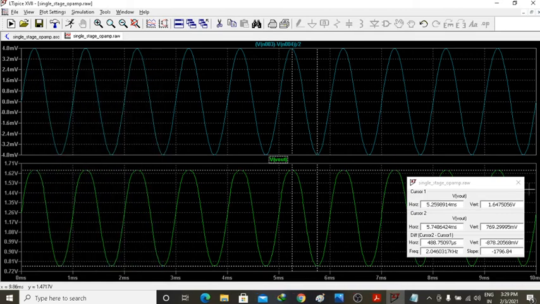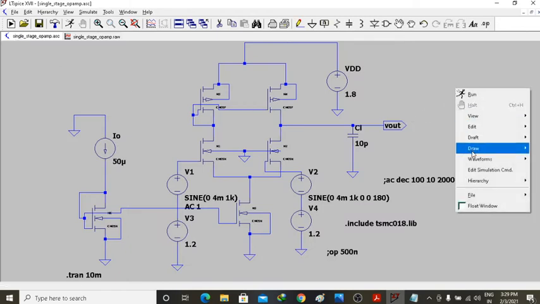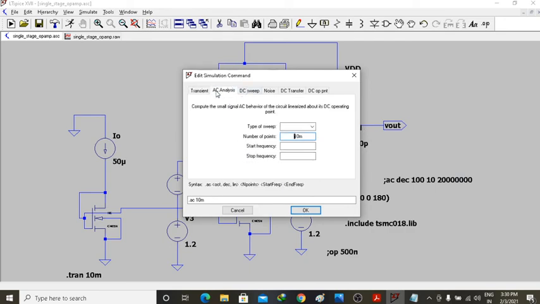Now, all the graphs of this I have attached in the file which I will be sending you. Next step is the frequency response. For frequency response, you have to go into edit simulation command. In AC analysis, you choose the type of sweep as decade, number of points as 100, start frequency as 10, and stop frequency as 20 megahertz, so 20 followed by 6 zeros.